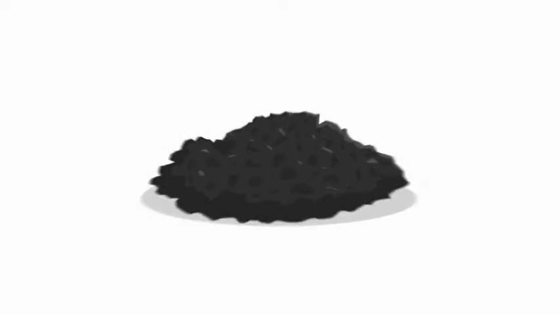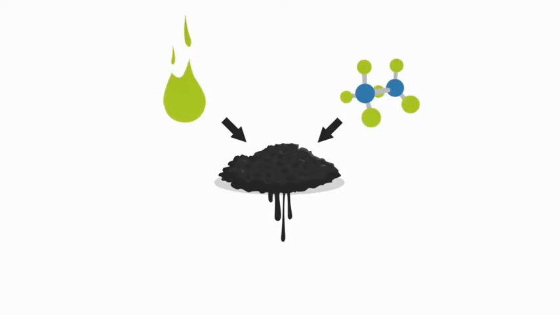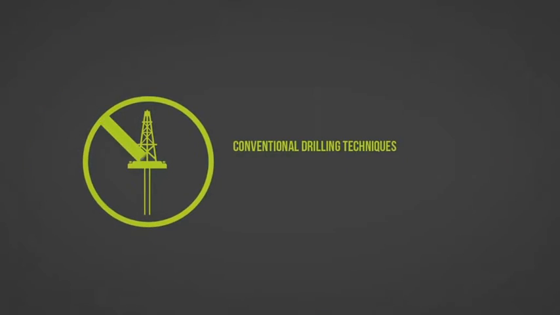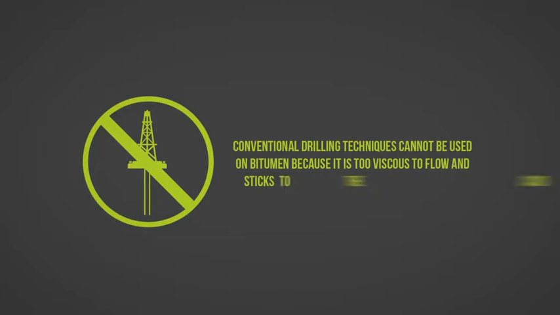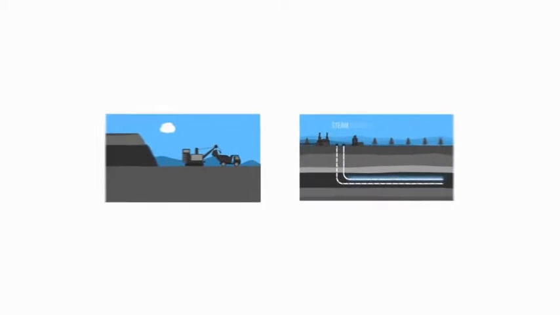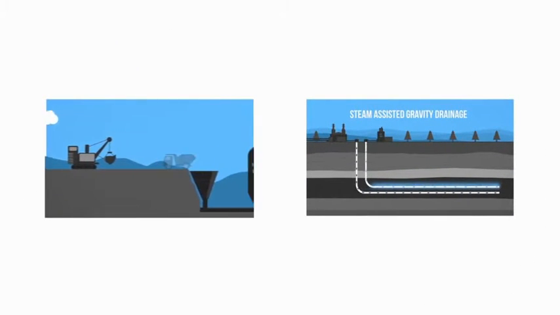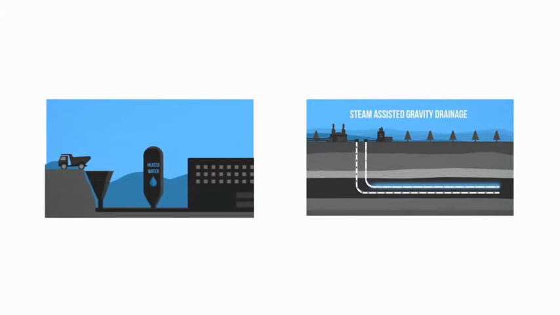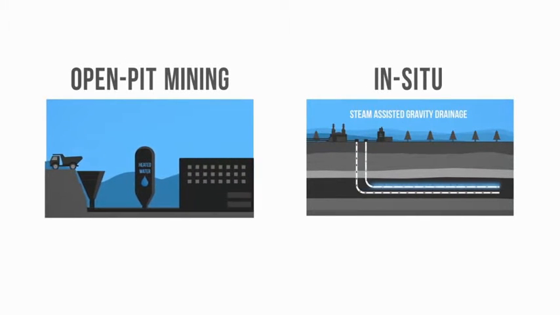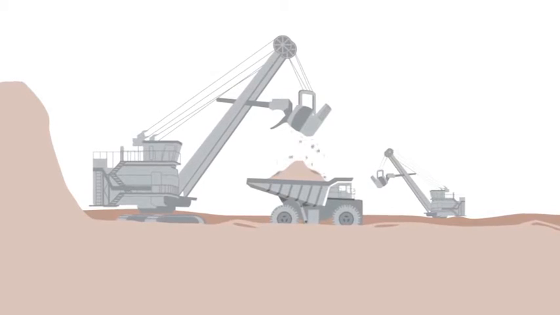Bitumen is highly viscous, meaning it does not flow unless it's heated or lightened with hydrocarbons. Conventional drilling techniques cannot be used on bitumen because it is too viscous to flow smoothly and sticks to the sand grains in which it is found. Therefore, other extraction techniques were developed to produce the oil. The two most common methods are open pit mining and in situ processes.